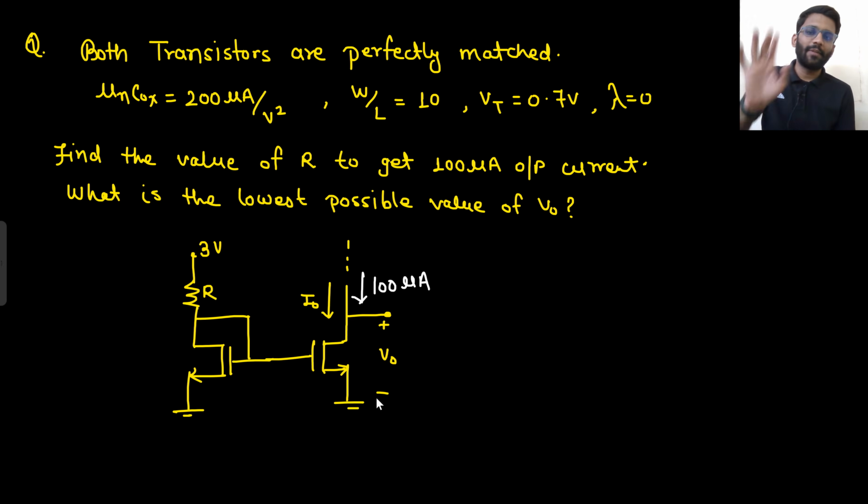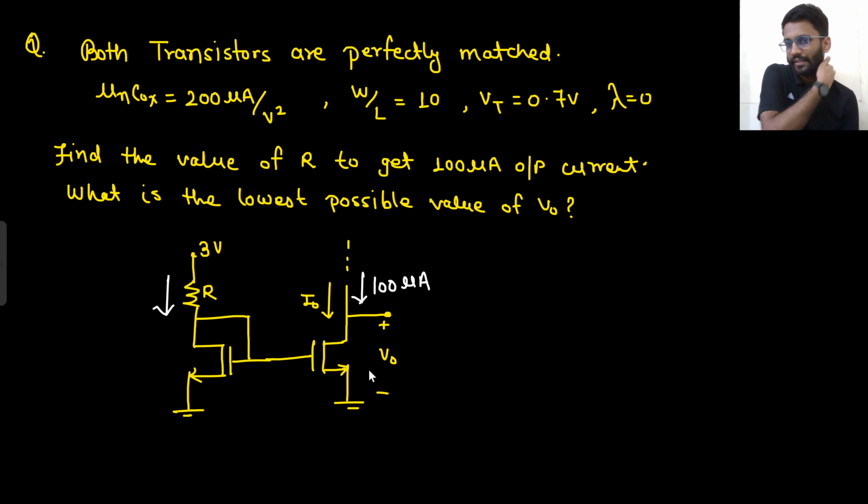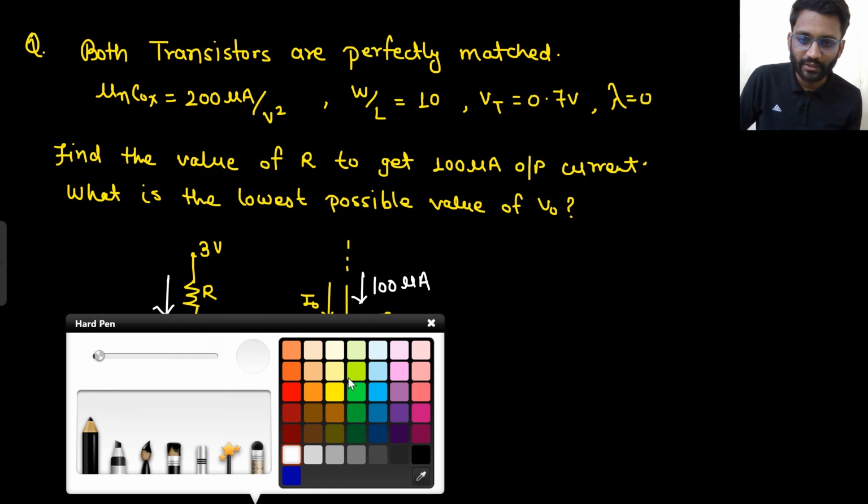If both have the same W by L, what is the current here? Tell me. Look, both transistors are perfectly matched. It should be written that V naught is adjusted such that... it is not given. What is the lowest possible value of V naught? This is what they are saying. What is the lowest possible value of V naught such that this transistor M2 is working in saturation region?